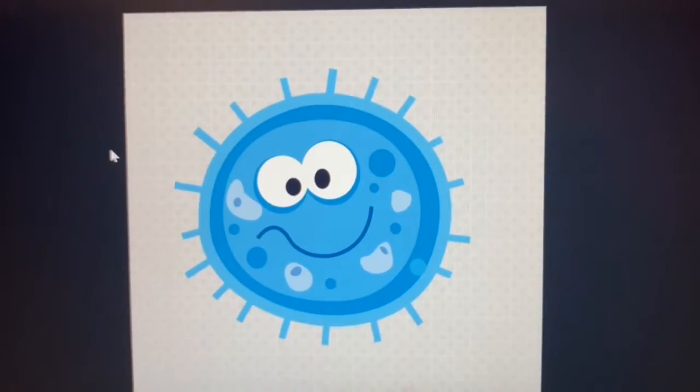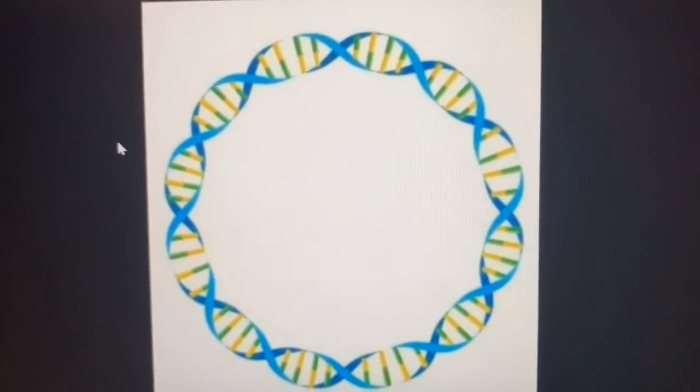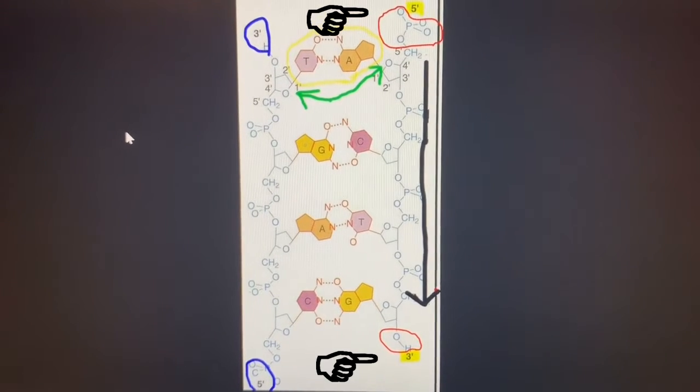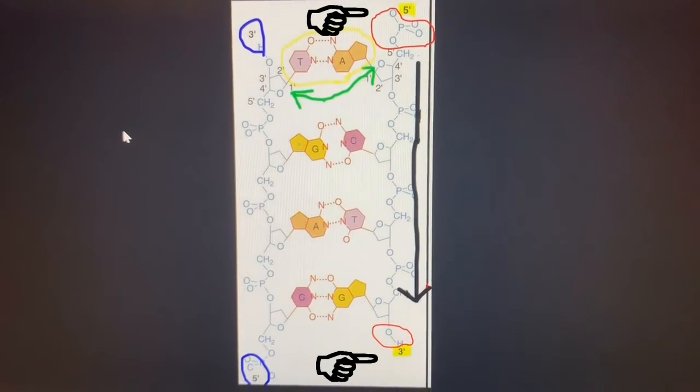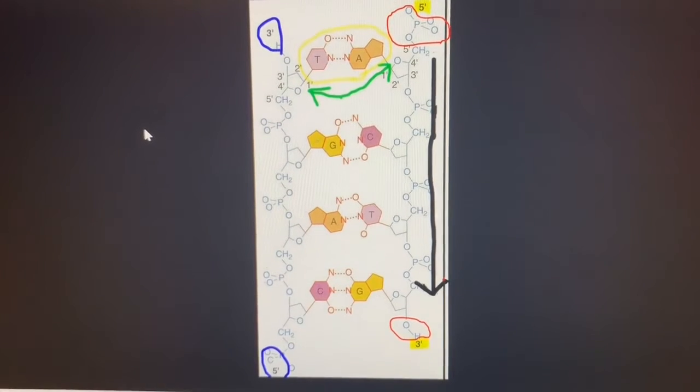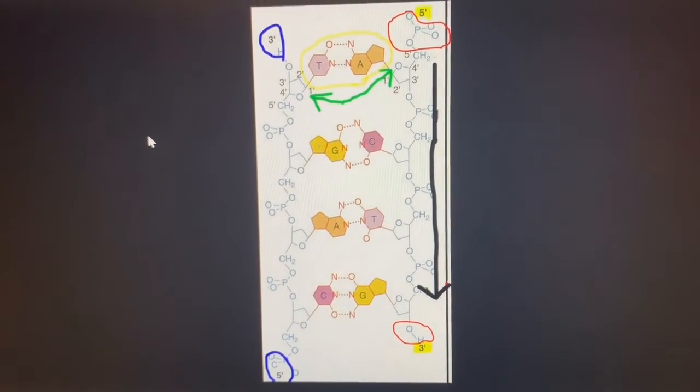This is Bob. He's a bacterium. This is Bob's DNA. It has a 5' end and a 3' end. The 5' end is attached to a phosphate, and the 3' end is attached to an OH. The different charges of these groups create a polarity between nucleic acids.